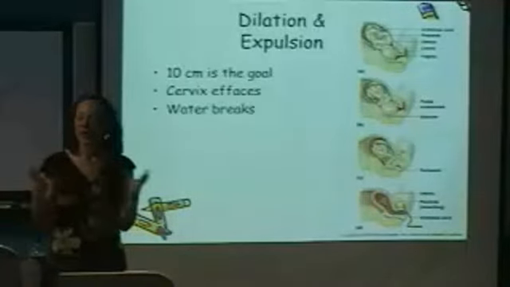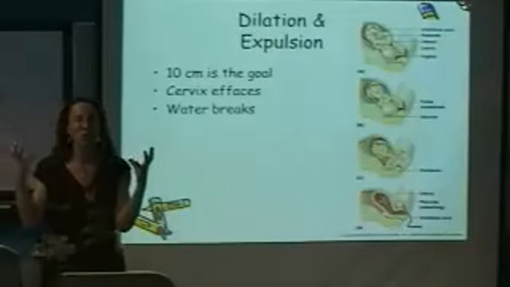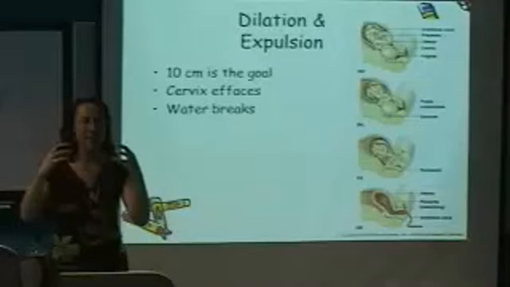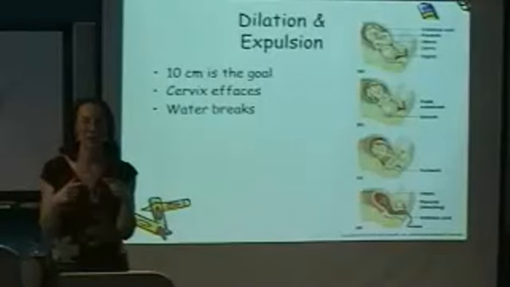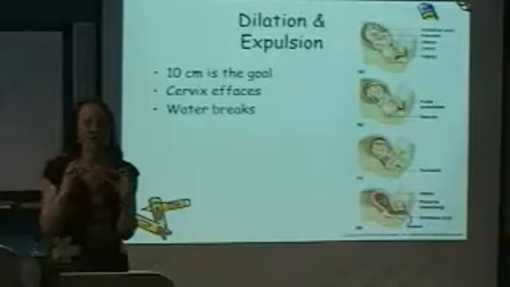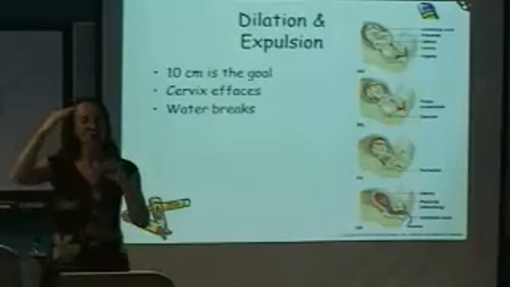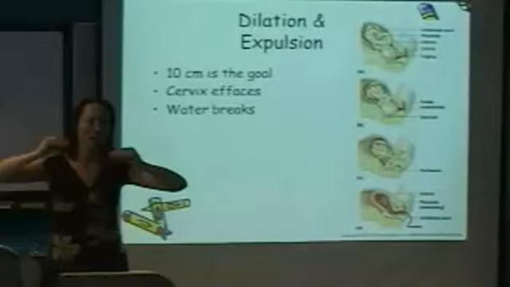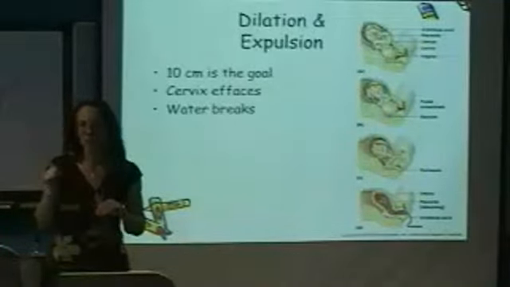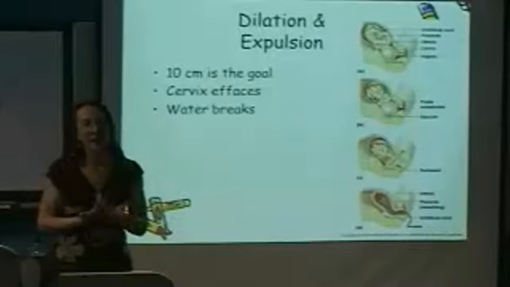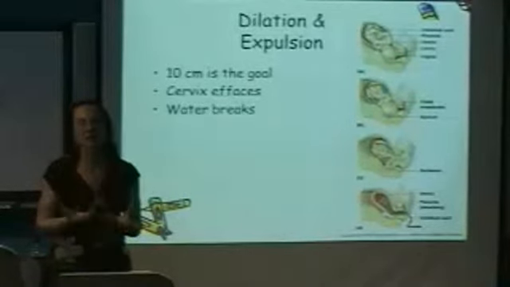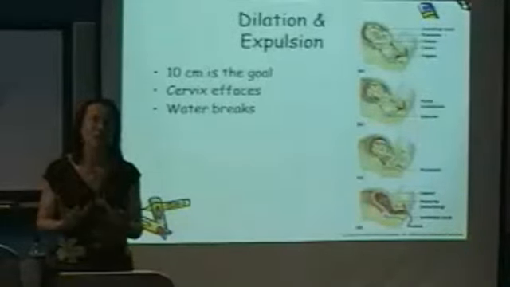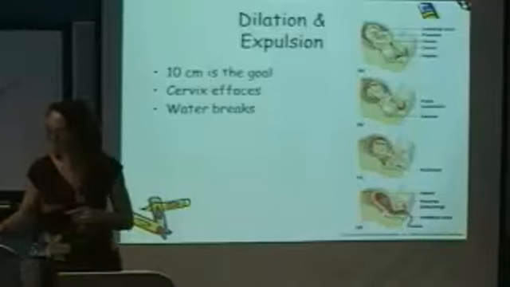Dilation and expulsion. In addition to the uterus starting to contract, the cervix needs to dilate up to 10 centimeters and efface, or thin out. If you think about it, as the baby pushes down, it's going to start to move the cervix out and thin it. Okay? The water breaks. Now, don't forget the amniotic sac is that sac full of amniotic fluid around the baby. This is what is breaking when a woman's water breaks.